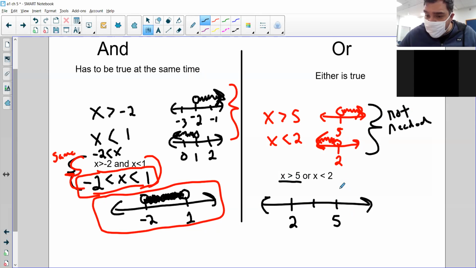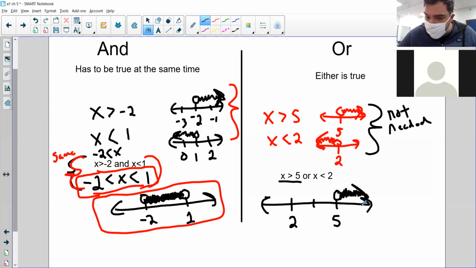X is greater than 5. So I have an open circle at 5 and I'm going bigger. Wait, why didn't you combine it? You cannot combine or statements. Oh, that's what you were asking earlier, my bad. You cannot combine or statements like this one here. Okay. Only and statements can be combined. Good, I see what your question was, yeah. And then or x is less than 2. So it goes that way, okay?